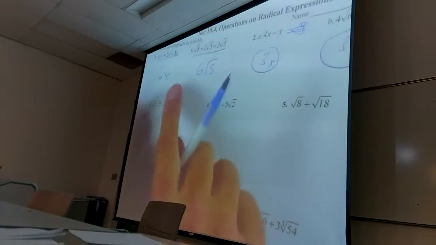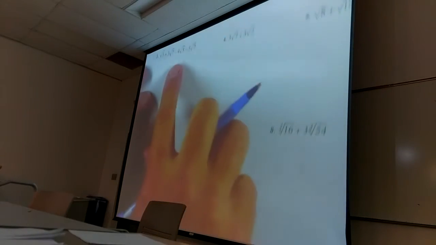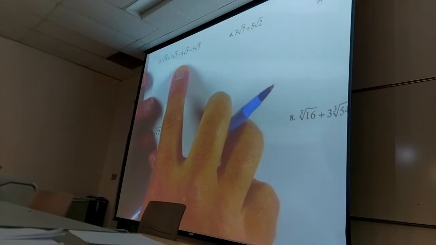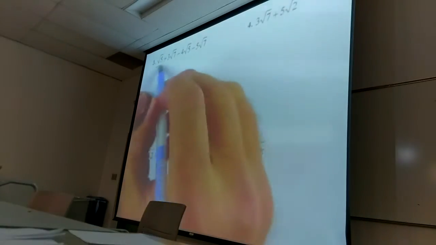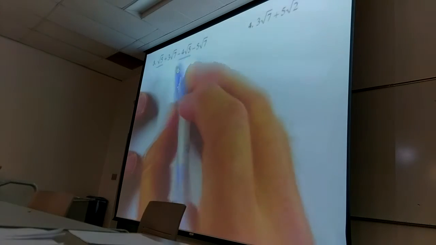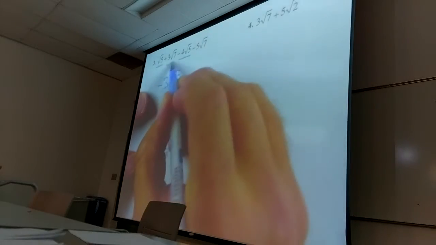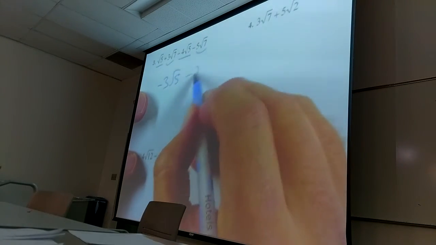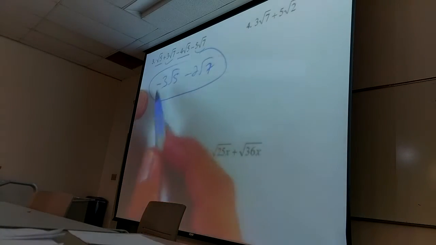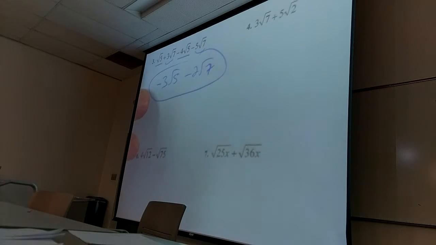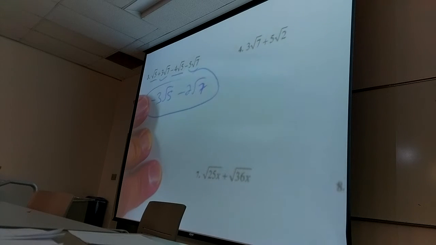All right, so that's all just the idea of like terms, making you realize it's the same idea it's always been. So here, what can I combine? The root 5s. So how many root 5s do I got? Negative 3 of them. And how many root 7s do I have? Negative 2 of them. And why can't I go any further? Because they're not like terms, and I can't simplify either radical. That's the simplest they could be.